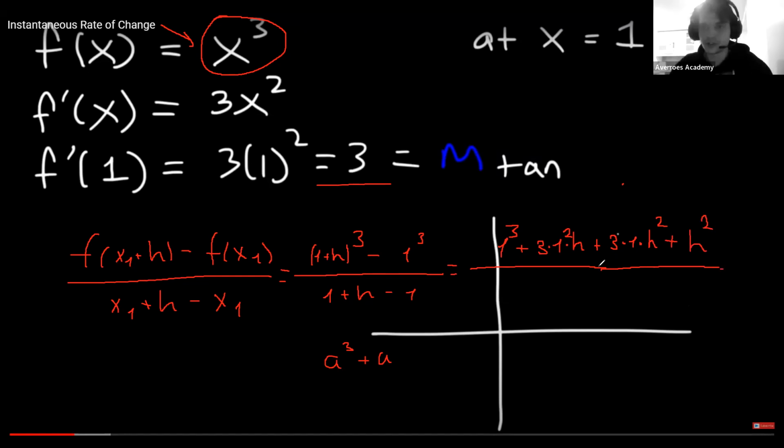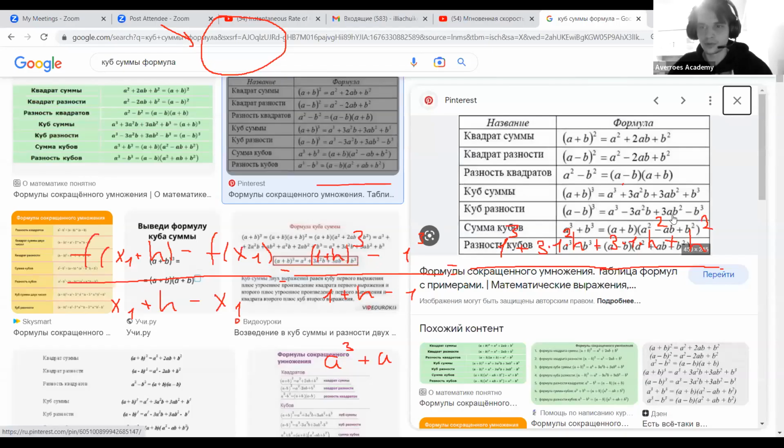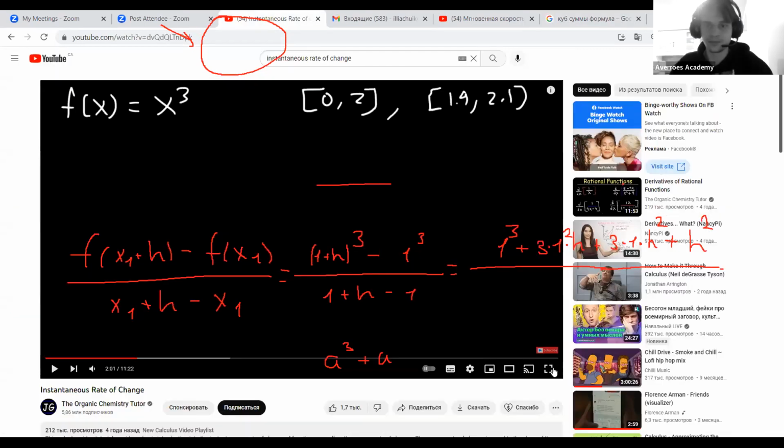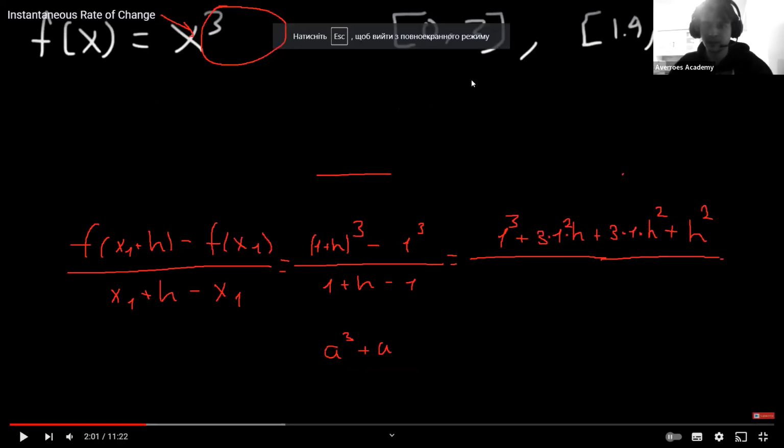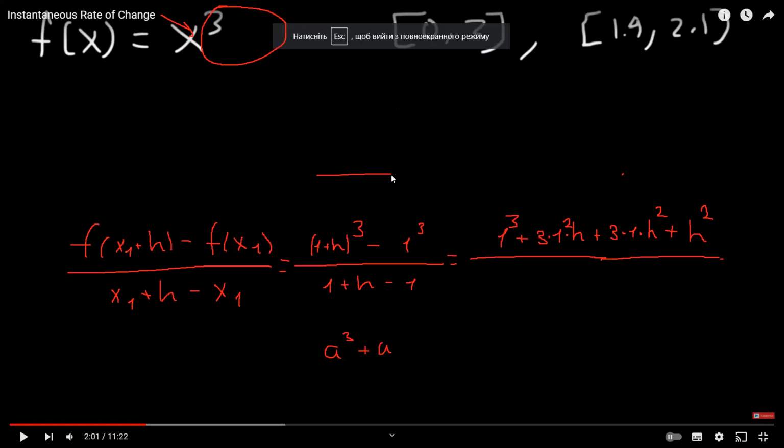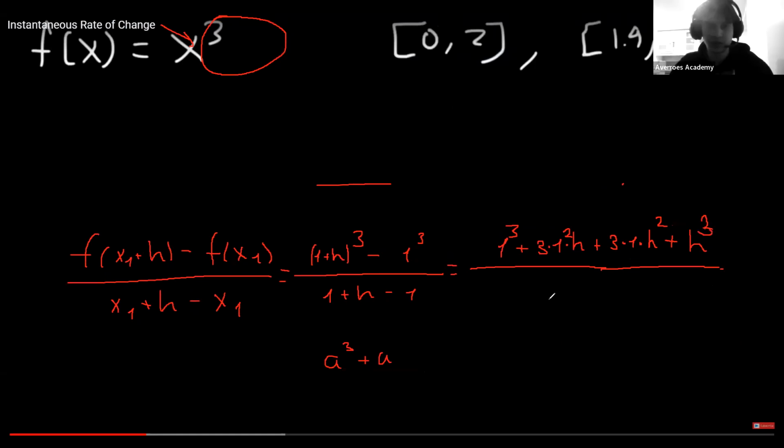I thought I got one of the signs wrong, but no, we're adding. Yeah, I got it right. 3a squared b, 3a b squared, and b cubed, the last one is cubed. And all together divided by h.